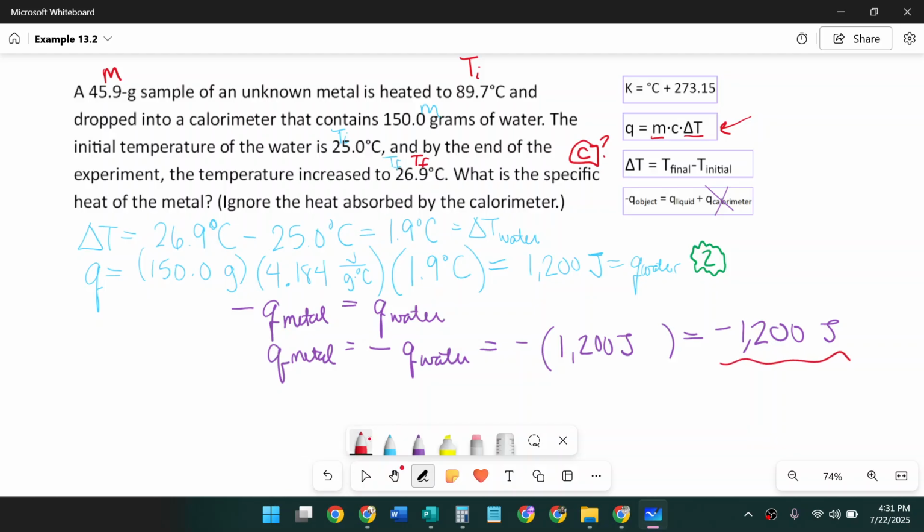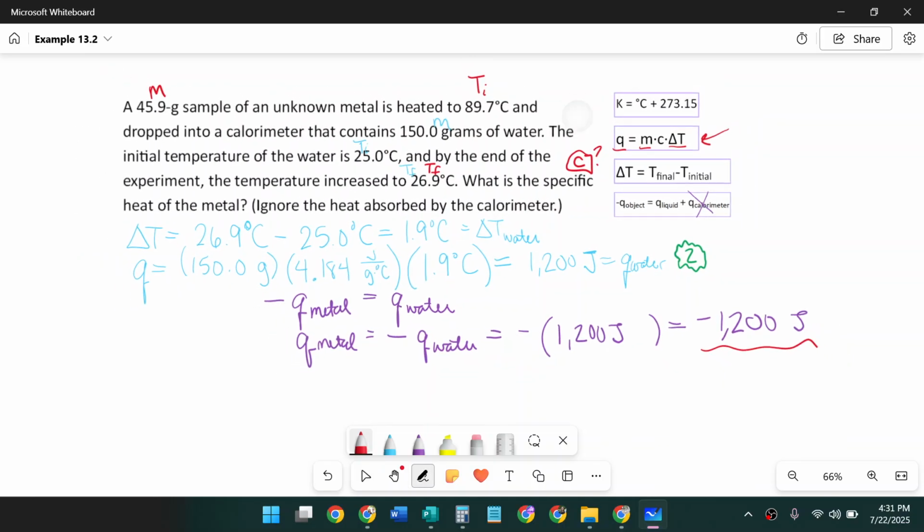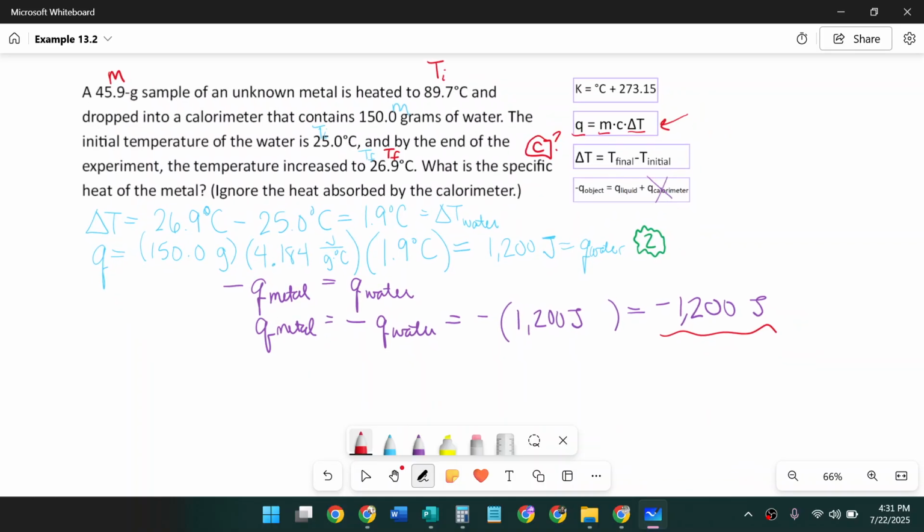This number right here is the Q. So now we have the Q, we have the M, and we can get the change in T. Let's go ahead and do our change in T. So our initial temperature and our final temperature are what we need. So change in T, we start with the final and we subtract the initial. Our final temperature for the object is the same as the final temperature for everything else. That's 26.9. And then our initial temperature was 89.7.